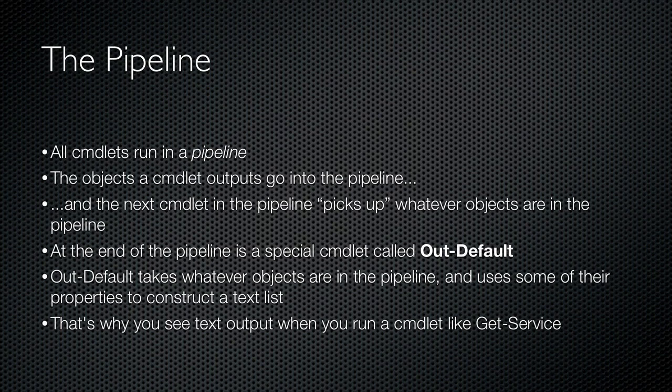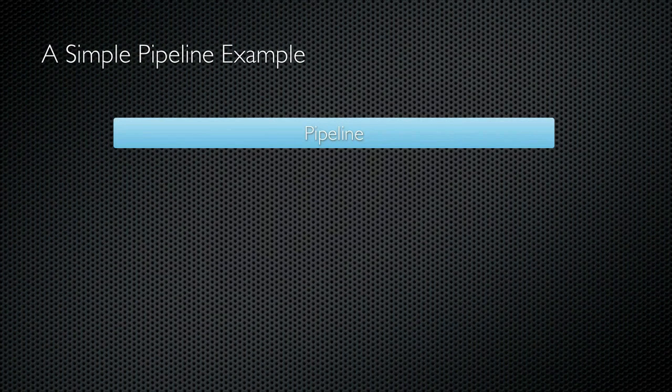Now, within PowerShell, all commands run in a pipeline. Any objects produced by a cmdlet go into the pipeline, allowing the next cmdlet in the pipeline to receive those objects and work with them. At the end of the pipeline is an invisible cmdlet called Out-Default, which has the job of taking whatever objects are in the pipeline at the end and using some of those objects' properties to construct the text list that you see. A set of configuration files included with PowerShell tell Out-Default what properties to use for each type of object you might see.